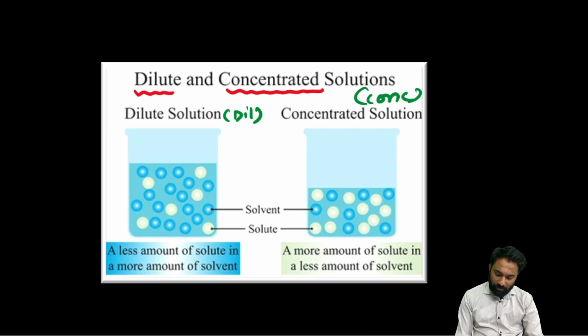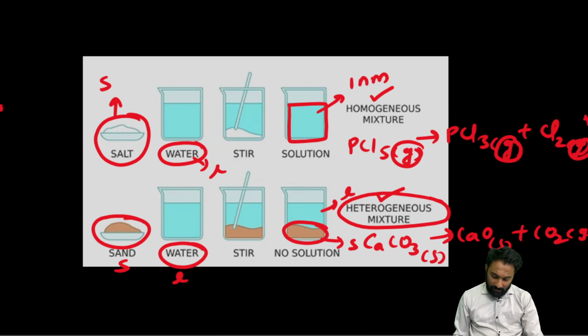Sir, what is the meaning of the solute and what is the meaning of the solvent? Now comes here. Clear? Here this is salt. This salt is our solute. Now this water is our solvent, and it is giving the solution.